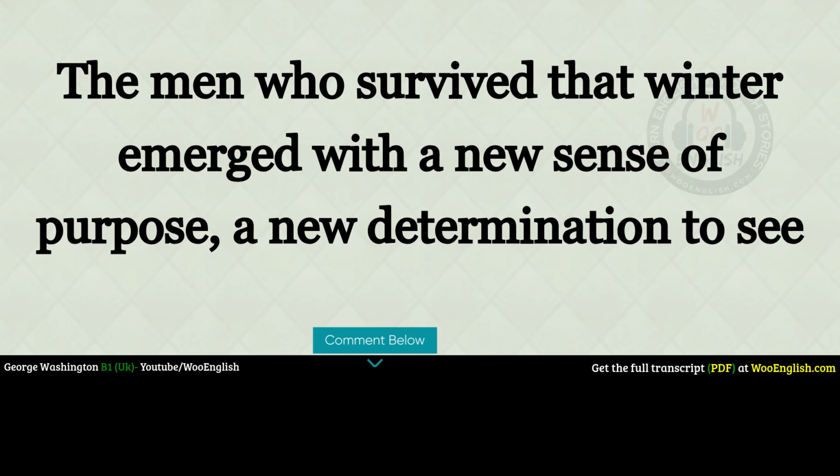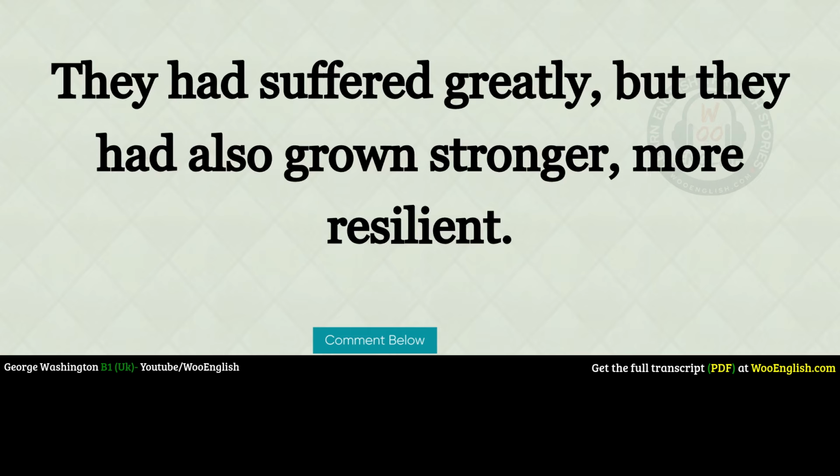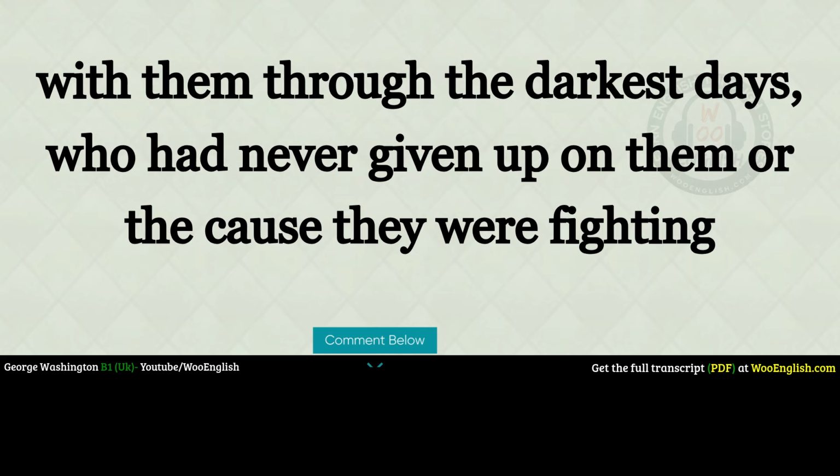The men who survived that winter emerged with a new sense of purpose, a new determination to see the war through to the end. They had suffered greatly, but they had also grown stronger, more resilient. And they knew that they had done so under the leadership of George Washington, a man who had stood with them through the darkest days, who had never given up on them or the cause they were fighting for.